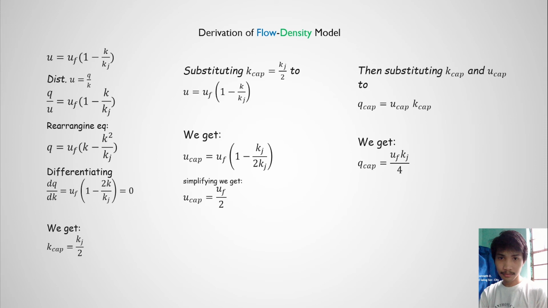Substituting the equation we got into the speed density formula, maximum space mean speed is equal to the free flow times the quantity of 1 minus jam density over 2 times jam density. Simplifying, we get the maximum space mean speed is equal to the free flow over 2. Substituting those two equations, maximum flow is equal to maximum space mean speed times the maximum density, and we get maximum flow is equal to free flow times jam density over 4.